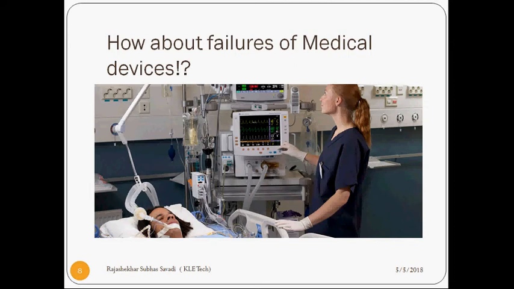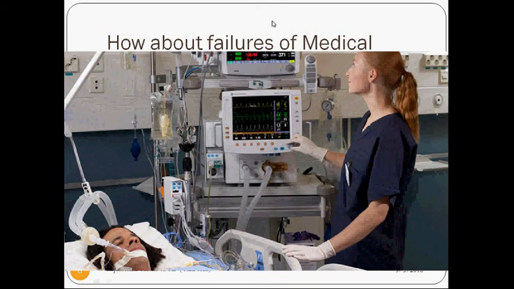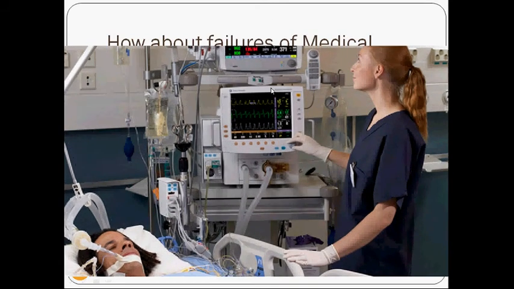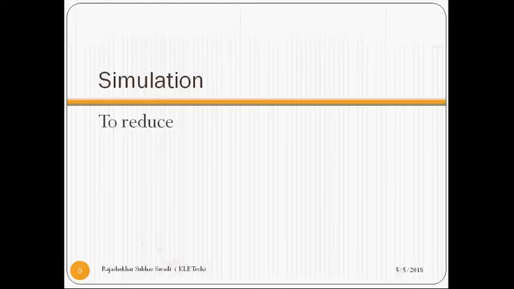Even with ECGs, if something goes wrong in an ECG, the whole medicine that doctors give may not work because the ECG's result that they are seeing is itself wrong. So if you want to test them beforehand, you can use simulations. What is simulation? Simulation is basically not physical but virtual, software based.